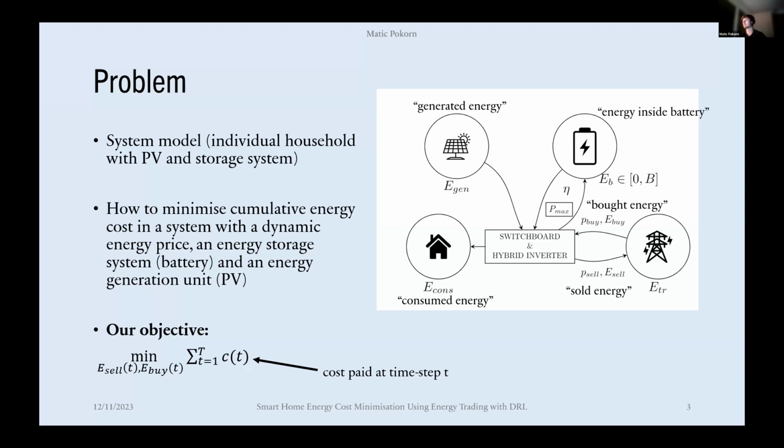The bought energy is usually higher than the selling energy due to some distribution system operator costs or something like that. And our objective is to minimize the cumulative cost. We can see on the equation below what our goal is.